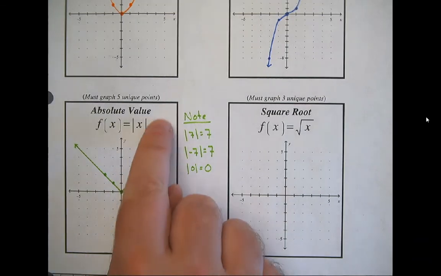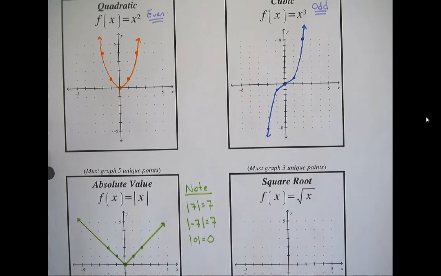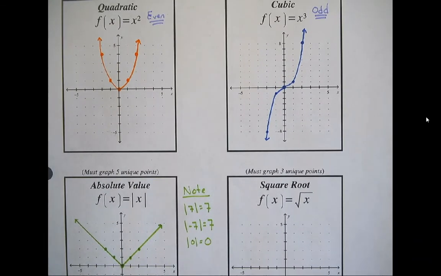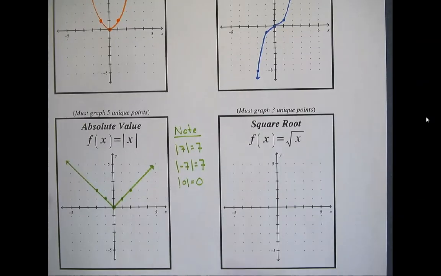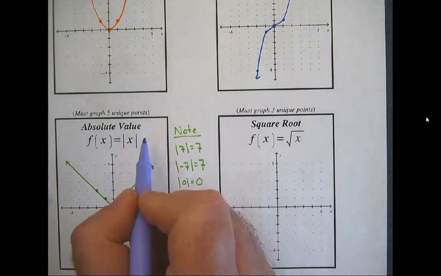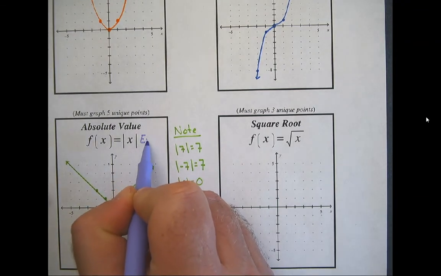I would like you to write up here if this is an even or an odd function. So do we have reflective symmetry across the y, or do we have rotational symmetry around the origin? We have reflective. So this is an even.